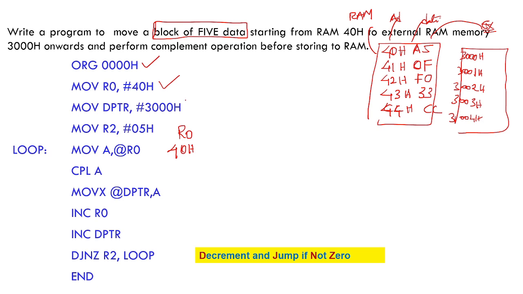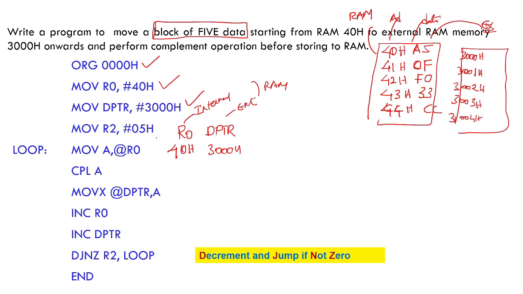Now let me go for the third instruction: MOV DPTR, #3300H. After execution of this instruction, the DPTR will hold the data 3300H. Here you need to understand this is the internal RAM, this is the external RAM, and this is the address where we need to put the data. Now, these three instructions, I think you are clear.